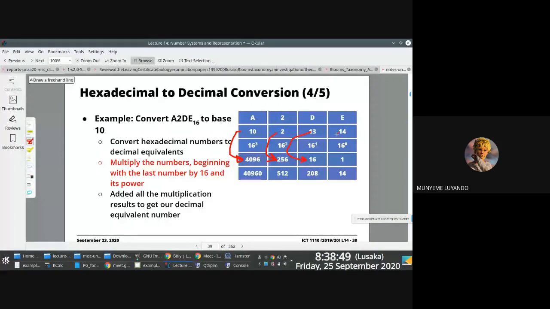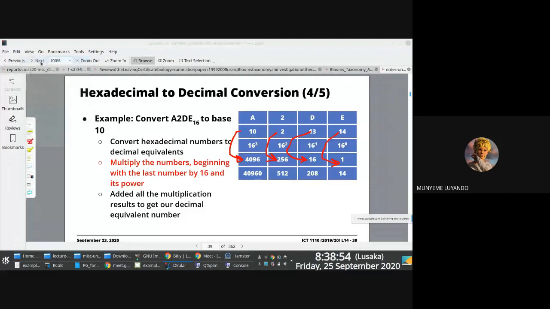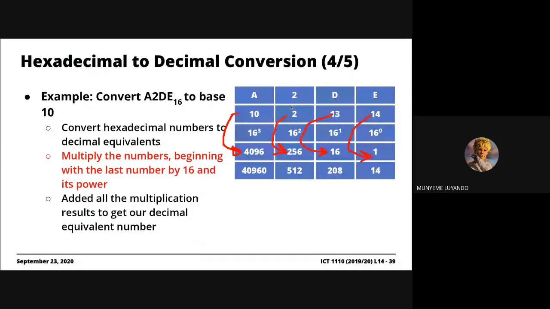Sir? Yes. May you kindly go through the calculation and the conversion, please? Which calculation? The whole table, after you convert them to their respective hexadecimal equivalents.